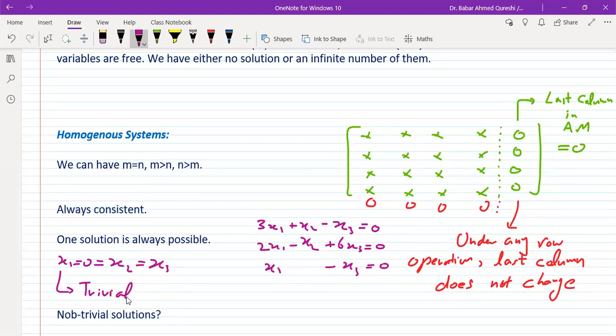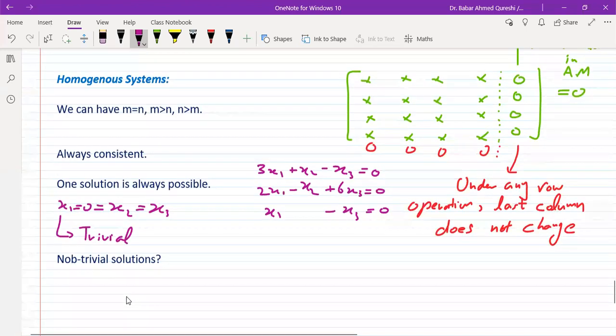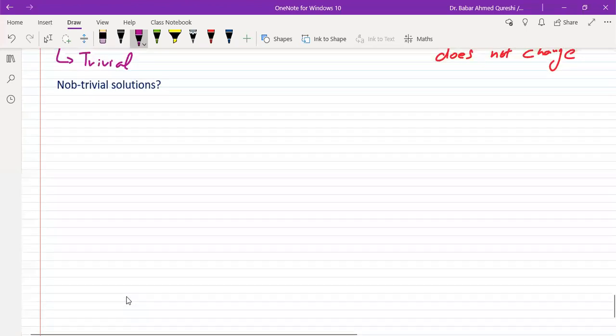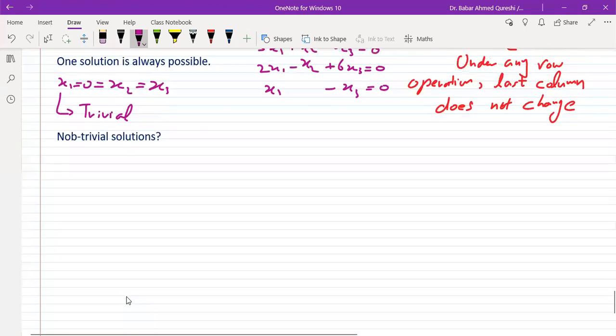Many a times you think this is way too simple. You have a system and you want some numbers. You are computing some quantities and you want some non-zero answers. So then you are after non-trivial solutions. So non-trivial solutions will be possible.